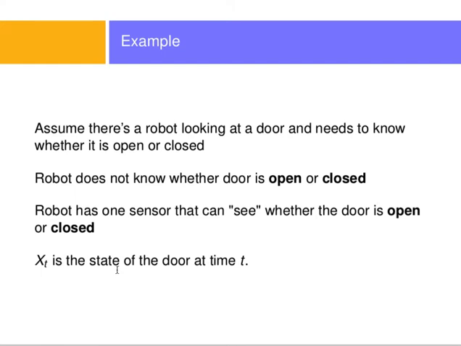xt is the state of the door at time t. So xt, my state of the world, will be: is the door open or closed at time t, right? That's all I care about the world. I don't care about any obstacles, just is the door open or closed at time t. This example was taken from Probabilistic Robotics by Sebastian Thrun.